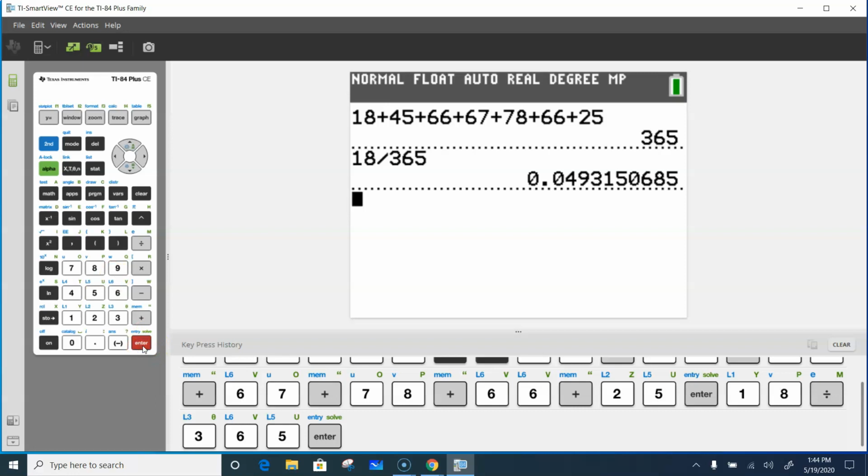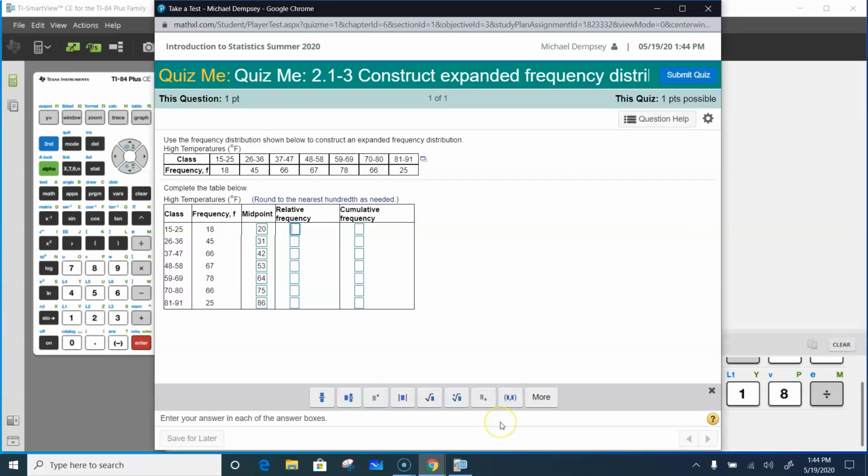So that's 0.049, which I think with 2 decimal places would be 0.05. That's probably what they want. Yeah, round to the nearest 100th. So I'm going to do that with each of these. Take the number that is the frequency, 18, 45, 66, and so on, and divide them all by 365. So you notice what I did here. I took all your frequencies, 18, 45, 66. I'm not dealing with the midpoints anymore, and I divided them by 365. And I get those relative frequencies.